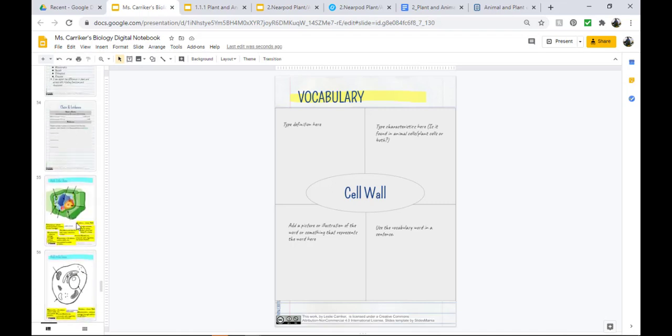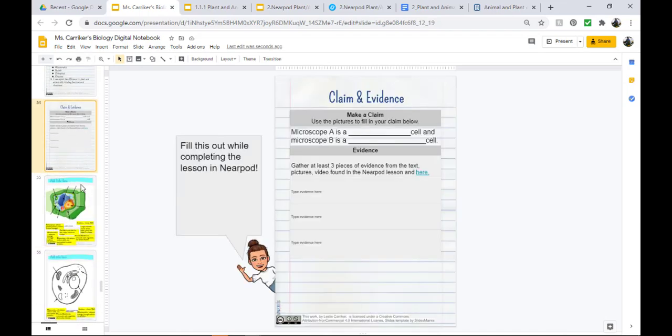So you can type, you can move them around, you can do whatever you need to do because this is your notebook. And this is what you'll turn into Canvas at the end of this lesson. So first thing I want you to do is make a claim. Microscope A is a plant or animal cell. Just highlight and type in there, plant or animal. Microscope B is a plant or animal cell. And when we come back, I'll help you with where to gather evidence to support the claim you just made.